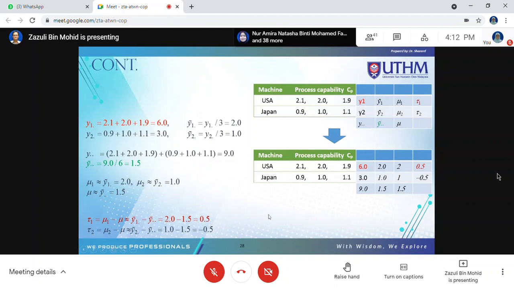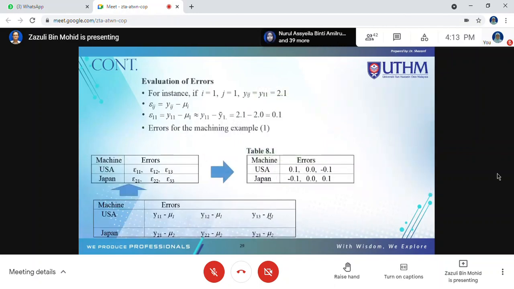So this step here is very important. So make sure you don't make mistakes on calculation, calculating the values in all of these boxes in the table. So from there, the next evaluation is you have to do evaluation on the errors. So for instance, if i is 1, j is 1, yij is equal to y11. Y11 so is 2.1. Okay.